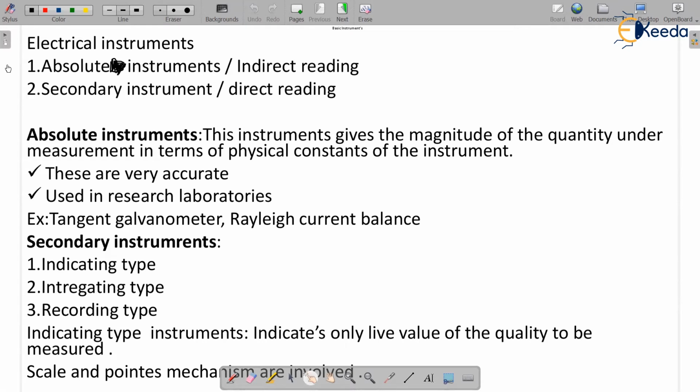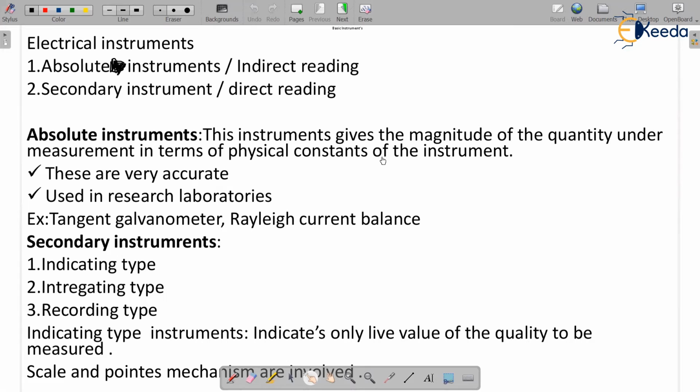Electrical instruments are of two types: absolute instruments, which give indirect reading, and secondary instruments, which give direct reading. Now let's see what absolute instruments are. These instruments give the magnitude of the quantity under measurement in terms of the physical constants of the instrument, meaning they don't give the direct value.